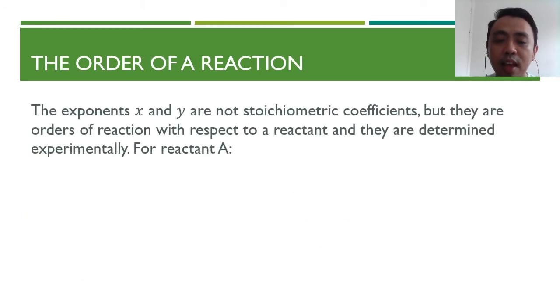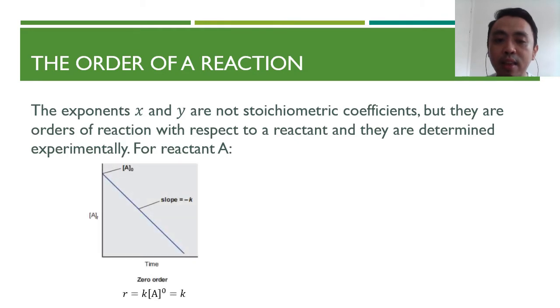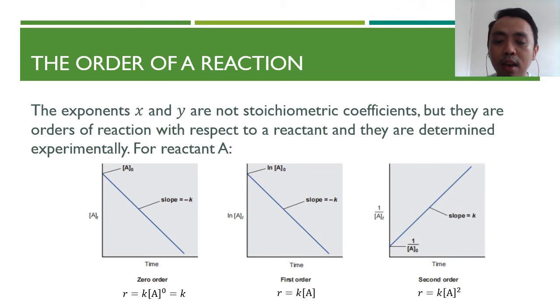The exponents x and y in the rate law equation are not equal to the stoichiometric coefficients of the reactants in the balanced chemical equation, but rather they are determined experimentally. If we only have one reactant, which we shall call A, we can then make the following graph, and we can classify three major types of reactions depending on its order.